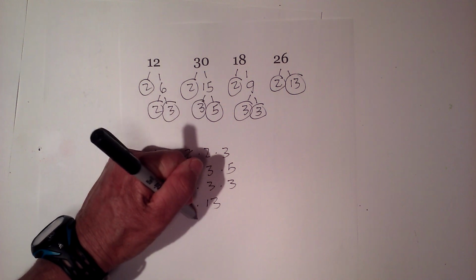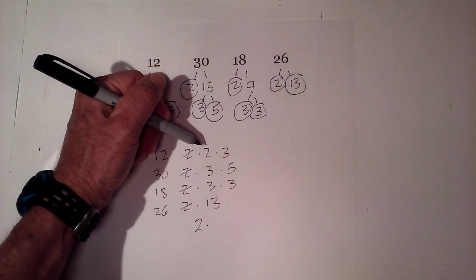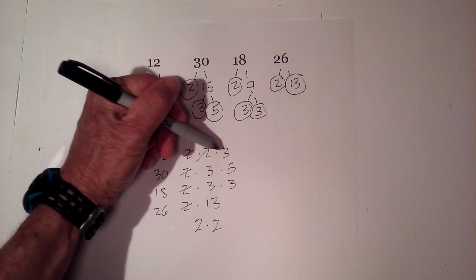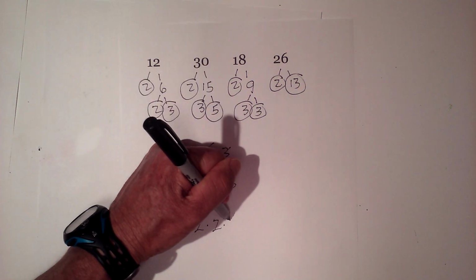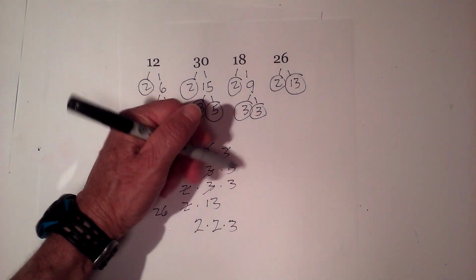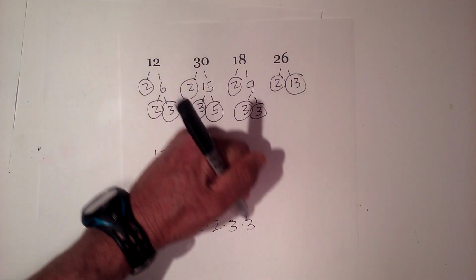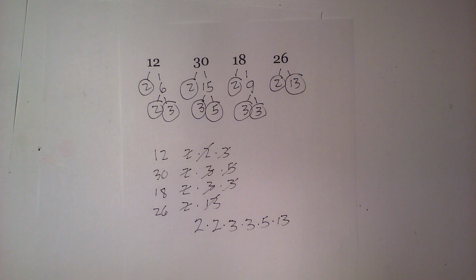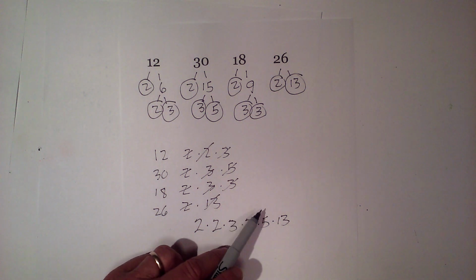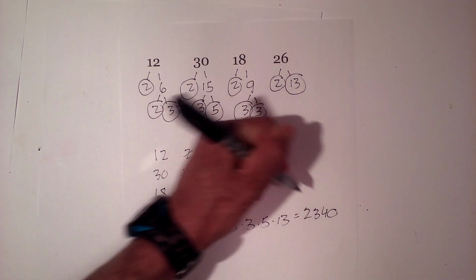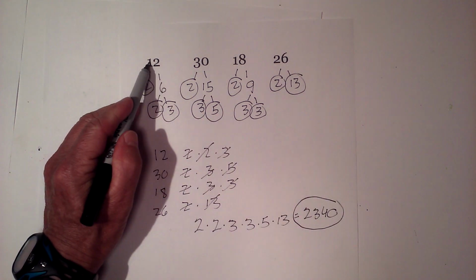So I'm going to cross all these 2's out. And then I move over here, and it looks like I only have 1, 2. And now we have a 3 in 12, 30, and 18. So I'm going to cross those out, and then it looks like I have another 3 remaining. Cross that, and then I have a 5. And a 13. Okay, so let's double check that. And so now we have 2 times 2 times 3 times 3 times 5 times 13. If you put that in the calculator, you will get 2,340. So that is the LCM of 12, 30, 18, and 26.